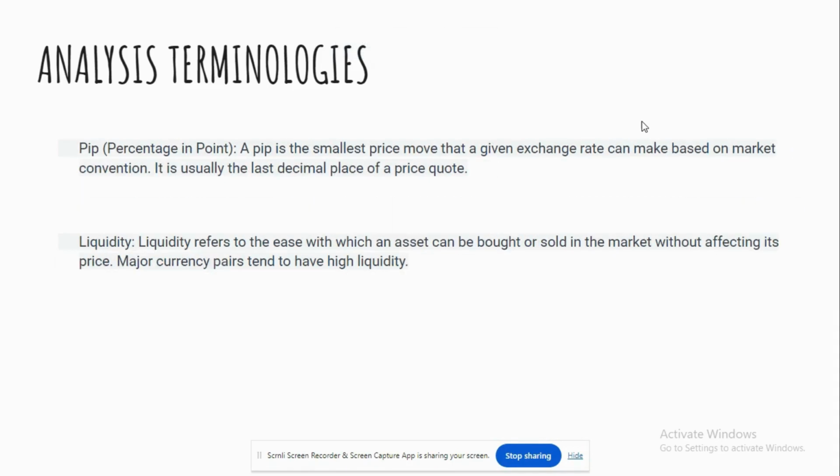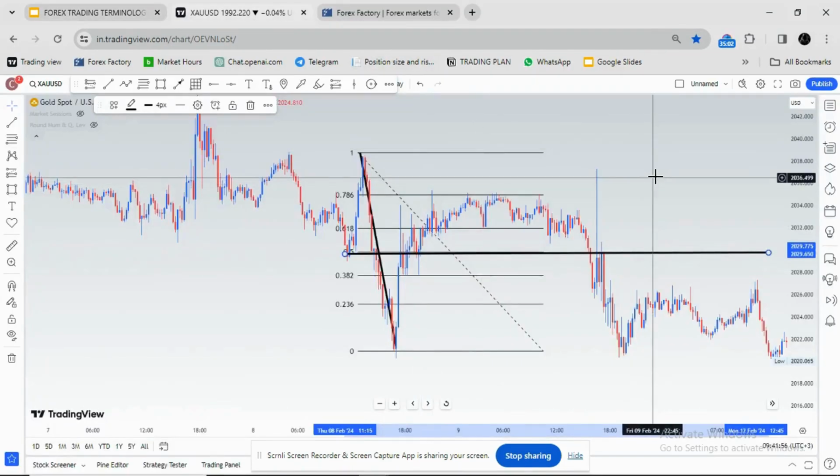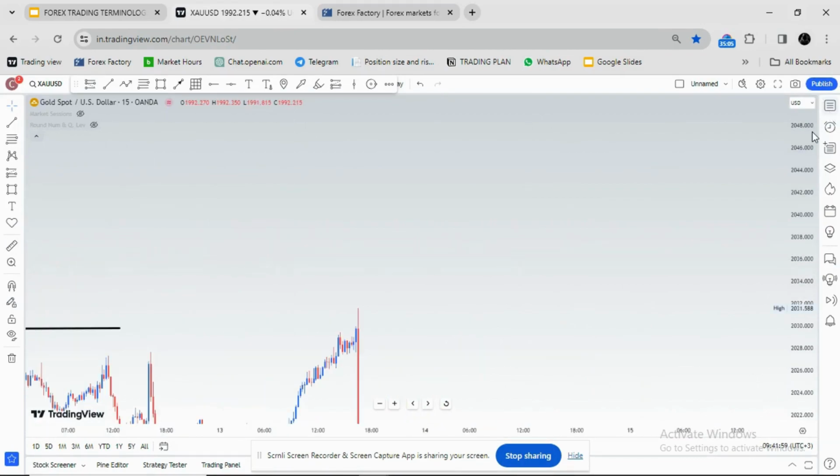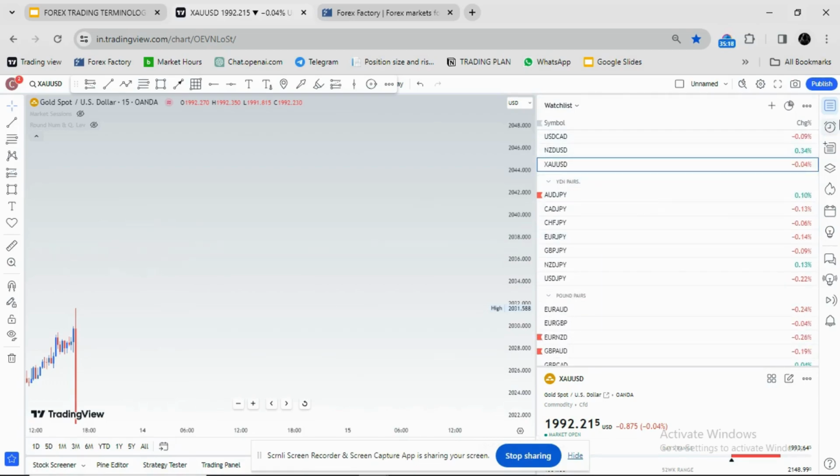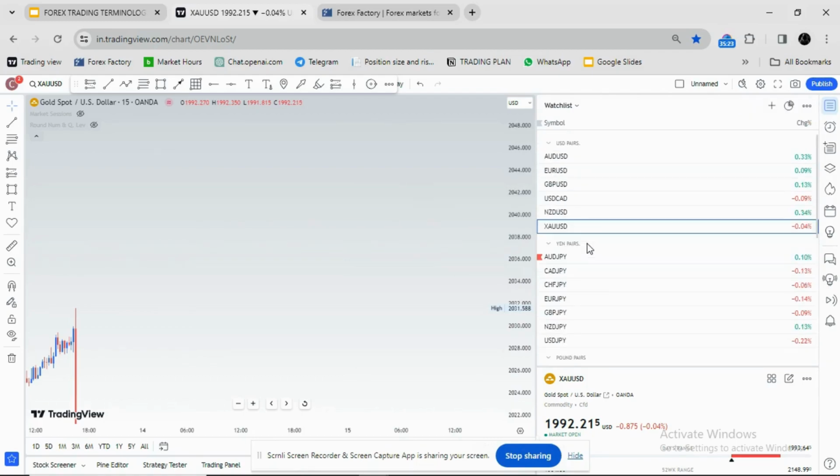This is the longest video I've ever done, so we're going to talk about pips in Forex. A pip is the smallest price movement that a given exchange rate can make based on market convention. They're different, we have different assets. We have gold, we have these other pairs, and we have yen pairs. There's a certain way they differ, especially for yen pairs, and other pairs and gold.